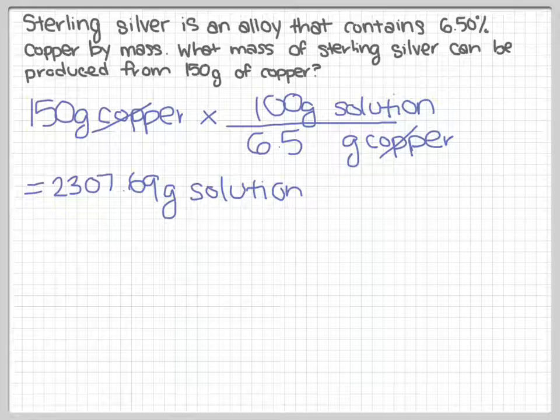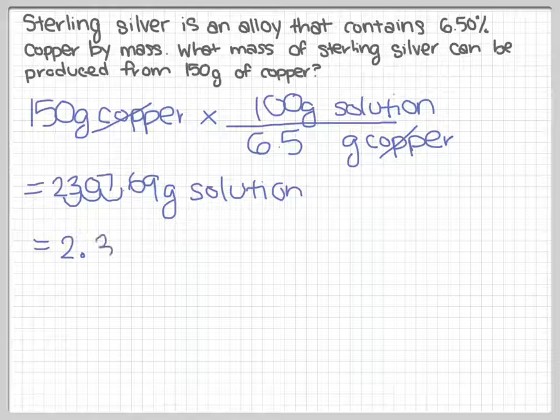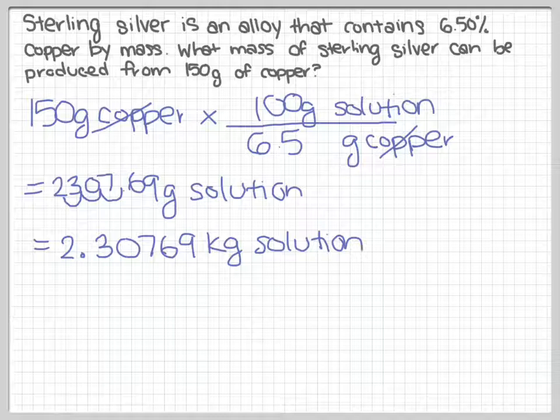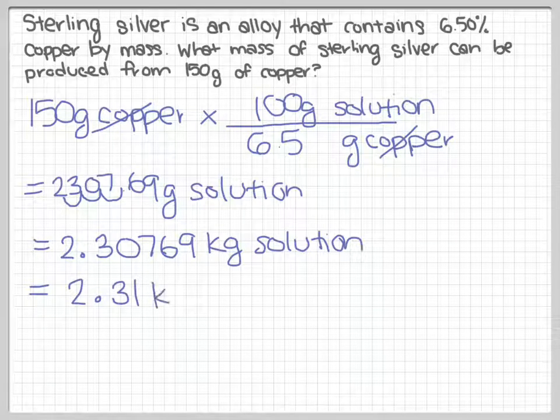The question didn't ask me to one way or another, but I think it's going to be easiest. So to convert to kilograms, we're going to move the decimal place 3 times, make this number smaller, we'll get 2.30769 kilograms of solution. And let me round to 3 significant digits, since that's how many significant digits I had in the question. So this will be 2.31 kilograms. And my solution here is being called sterling silver.